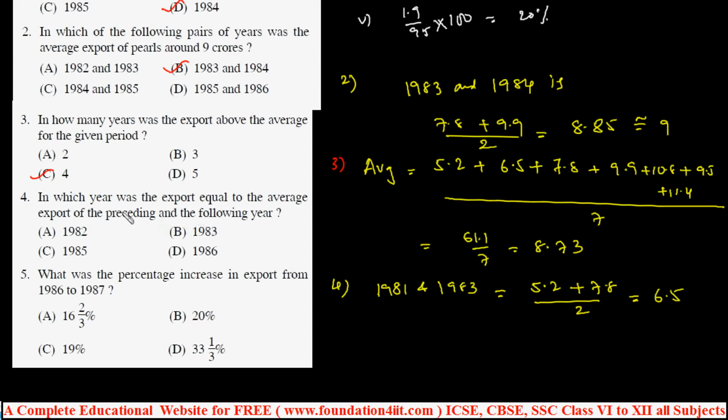That only they mentioned. In which year was the export equal to the average? Because the overall average we already calculated as 8.73. For that, the approximate is this only. Other years you can check, they will come very different. Okay, this is calculated. Similarly, the others you can calculate, you get a lot of difference compared to the average.